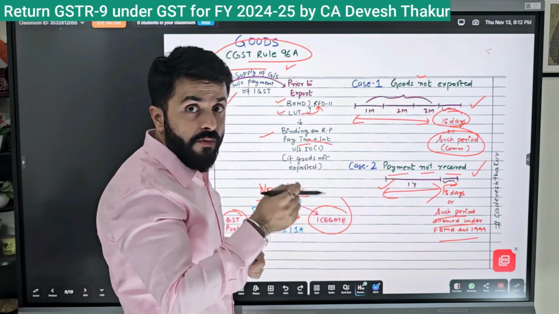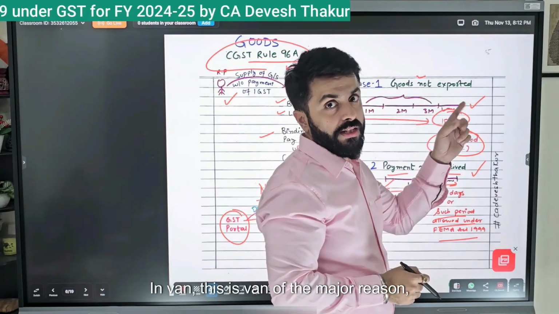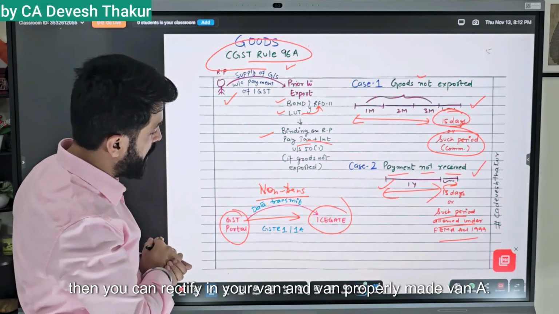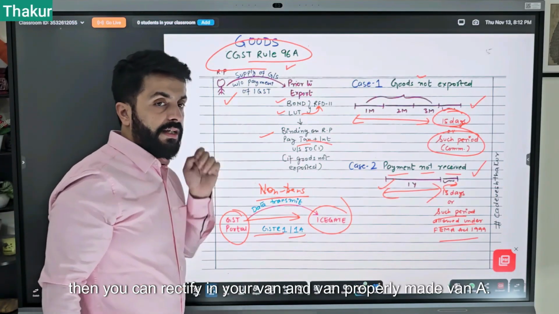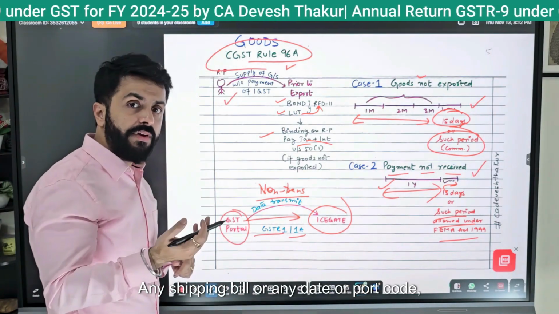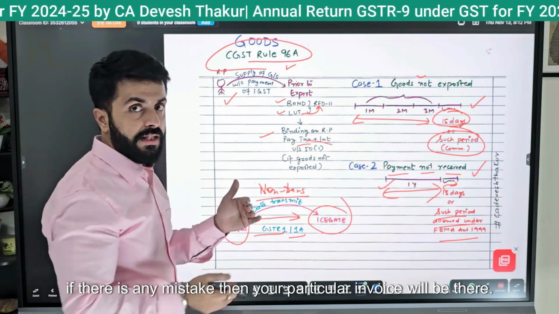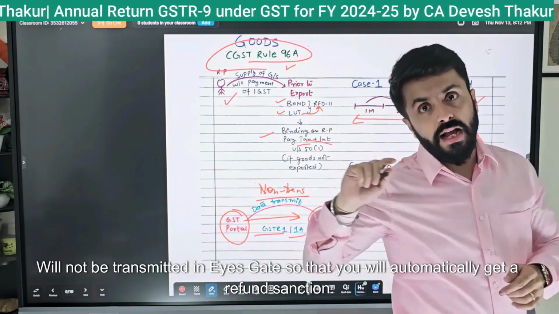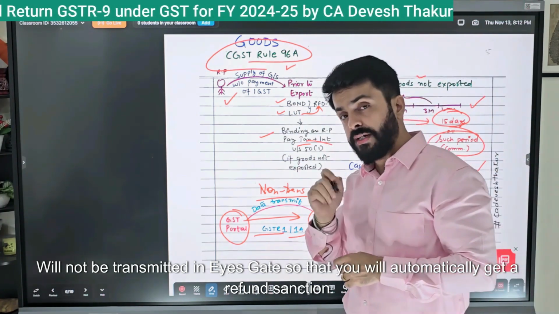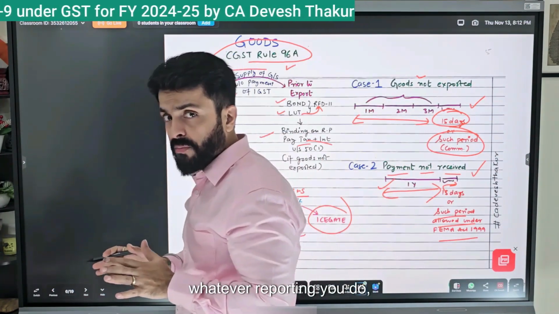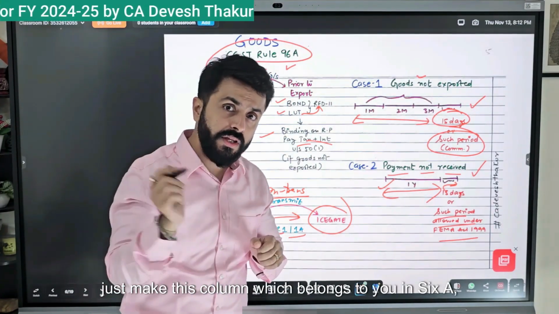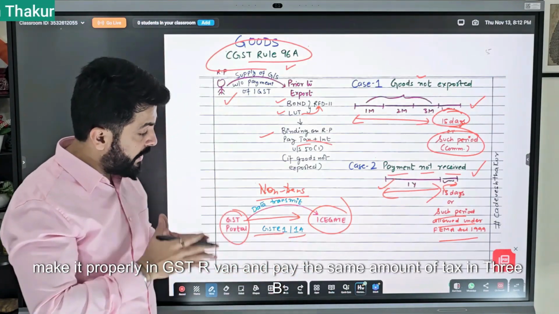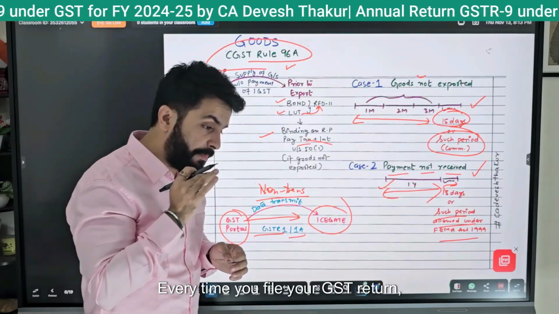It is less than what I reported in GSTR-1, and this is one of the major reasons due to which you must have received your non-transmission email. Then you can rectify in your GSTR-1. Make sure any shipping bill, date or port code is entered properly. If there is any mistake, then your particular invoice will not be transmitted to ICEGATE, so that you will not automatically get a refund sanction. So exporters, whatever reporting you do, fill this column which belongs to you in 6A properly in GSTR-1 and pay the same amount of tax in 3B every time you file your GST return.